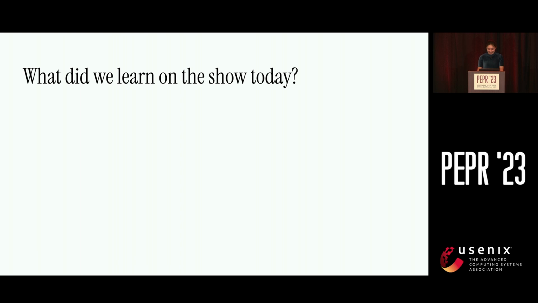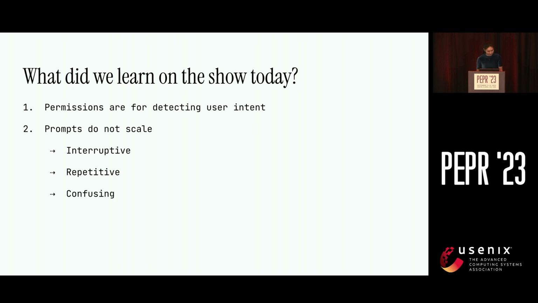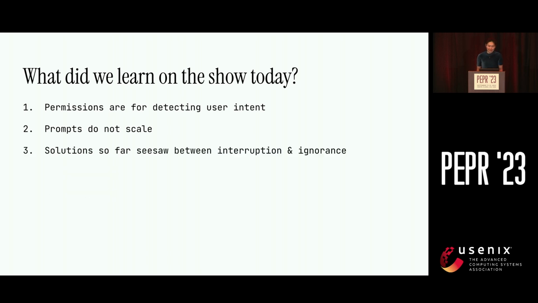We covered a lot of content. We covered that permissions are for detecting user intent. Prompts don't scale for a variety of reasons. Sometimes the solutions seesaw between interruptions and ignorance.